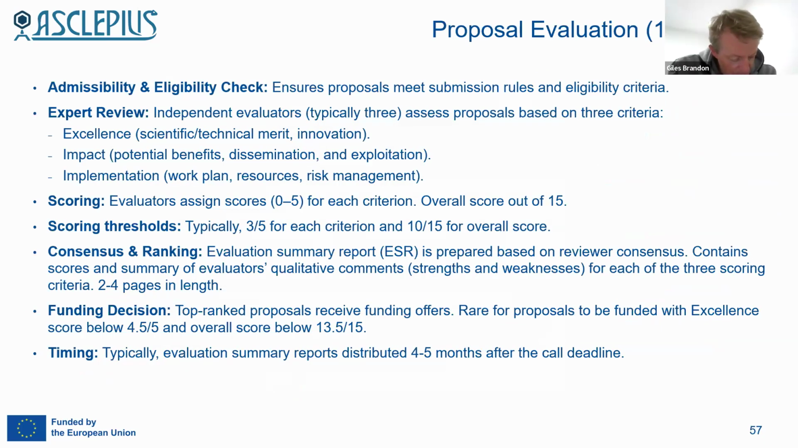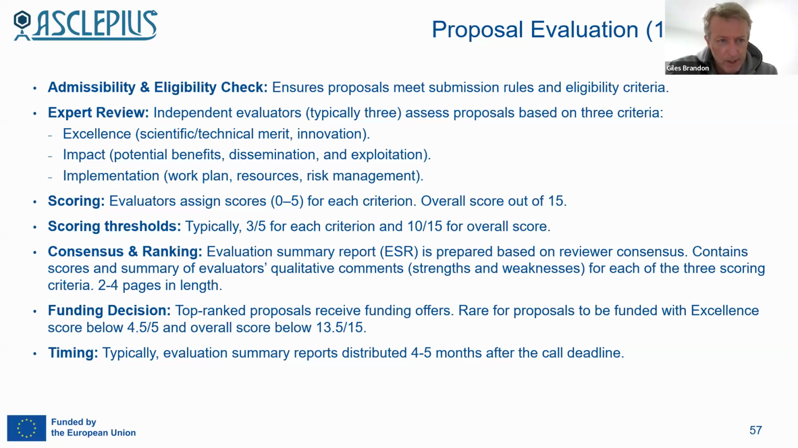Anyway, let's assume you've submitted your proposal, some amazing proposal for that research and innovation action in November. What happens next? How does this evaluation process go? Well, you have these stages. First of all, there's what's called the admissibility and eligibility check. So the Commission checks that the proposals meet submission rules and eligibility criteria. For example, did you meet the minimum requirement for partners in your consortium? Are they from 3 different EU member states or whatever?